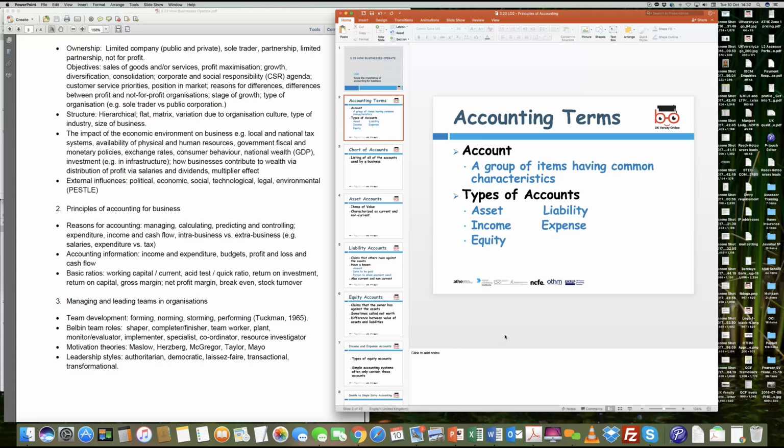So this is nothing but a group of items which have common characteristics. That means if you look at accounts and accounting, they will all deal at some stage with values and numbers and figures.